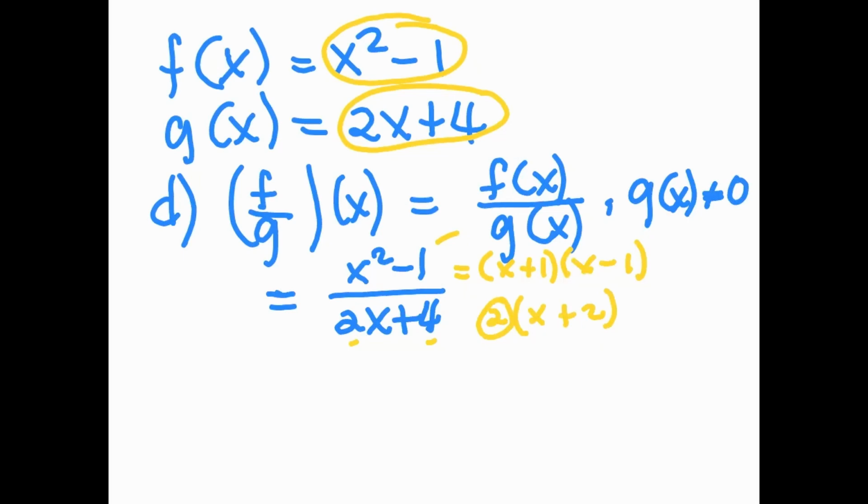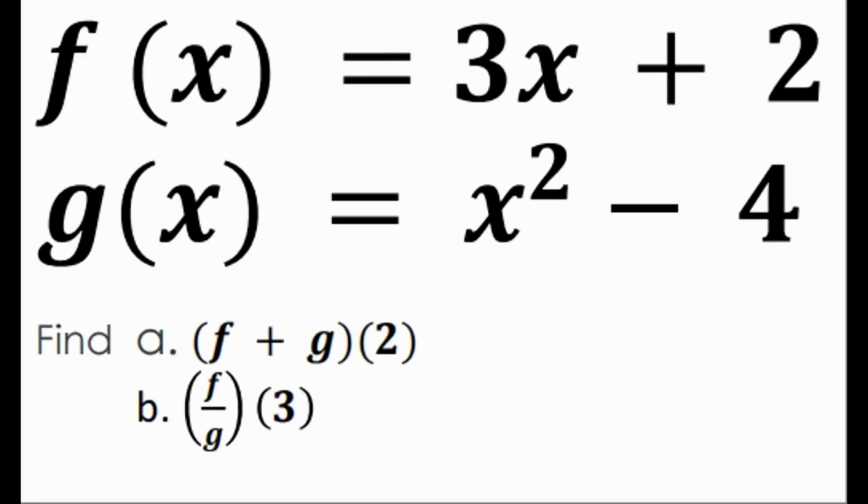As you can see here, we don't have any common factor between the numerator and the denominator. Thereby, this must be the final answer, which is the quotient already in its simplest form. Let's have some other examples. This time we'll incorporate the procedure of evaluating functions.